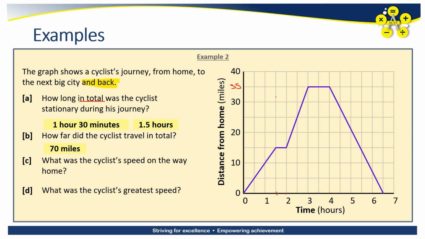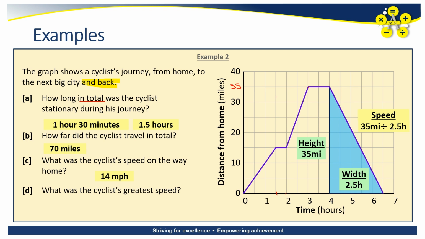What was the cyclist's speed on the way home? Speed, distance divided by time. So the way home is where we're going from the first point away back to 0 because we're coming back. Our distance there is 35. Our time is 2.5 hours. So 35 divided by 2.5, because speed is distance divided by time, gives me the cyclist speed of 14 miles per hour.